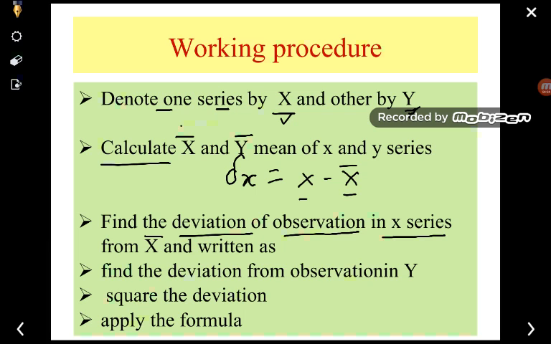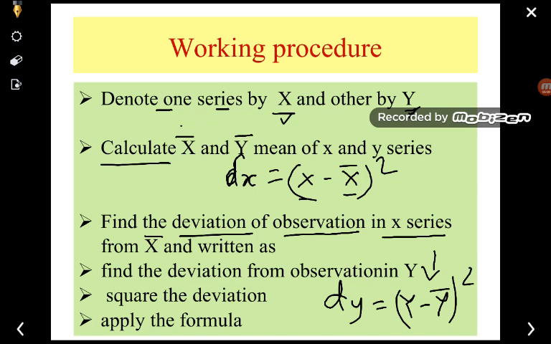Next we have to find the deviation for the y series also, which can be written as dy is equal to y minus y bar. So here we have taken out the deviation of the y series. Then we have to square this deviation because we need dx square. That's why we square this deviation. Here also we have to square the deviation.